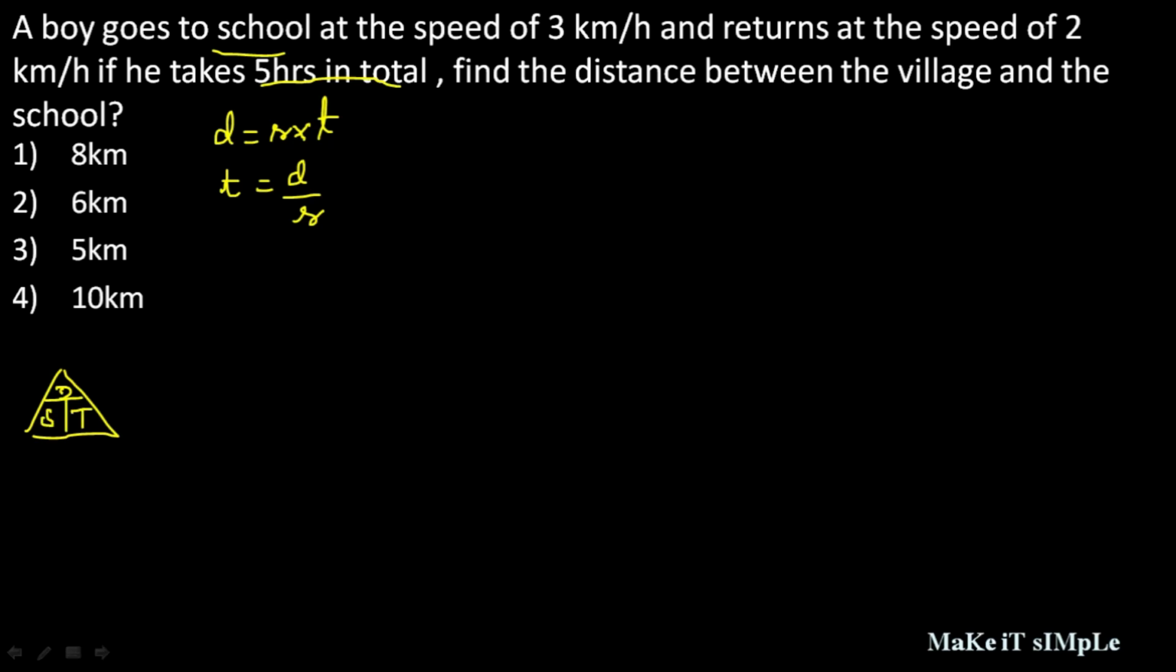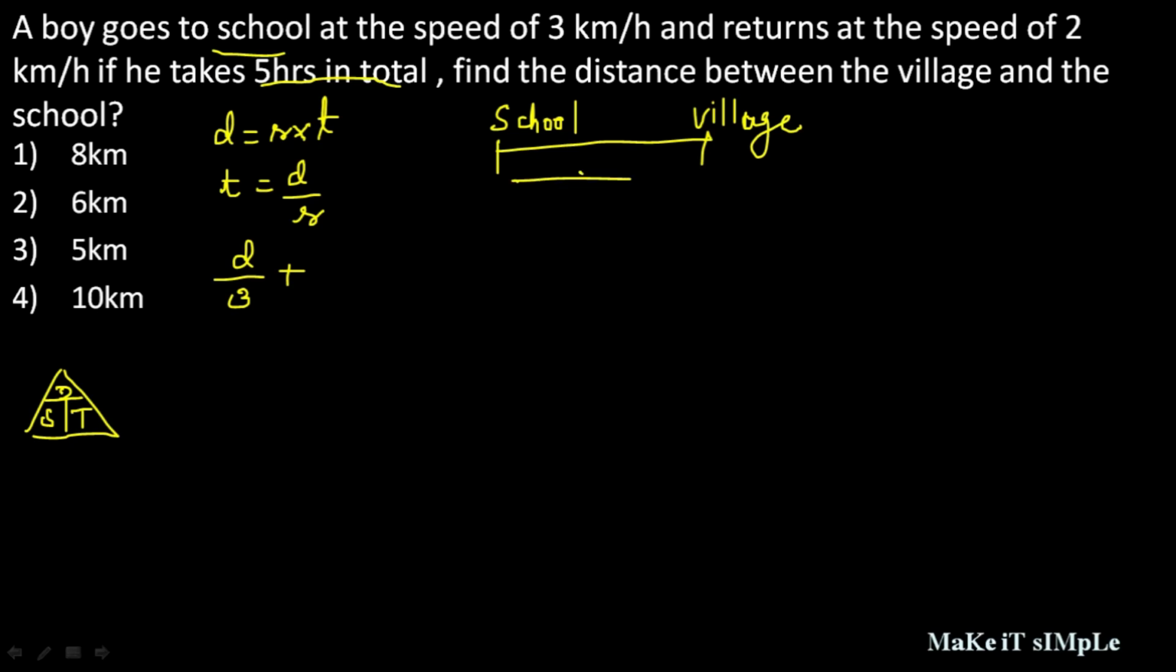Okay, now the time they have given, the first time is what? Distance we don't know. So since the distance remains the same from school to village, while returning back also the same distance he will be traveling, so distance remains the same. So distance, what is the first speed? That is 3. This is the time of going.